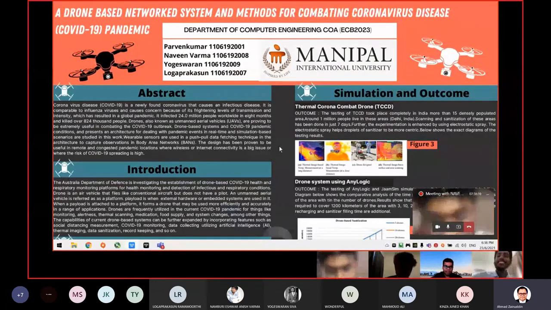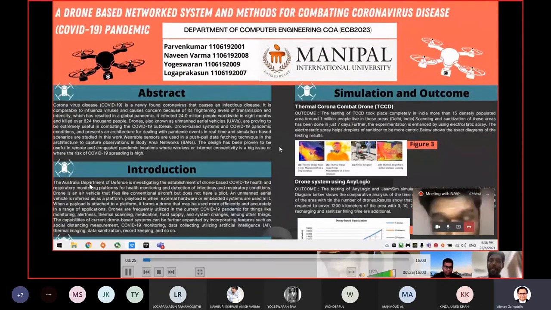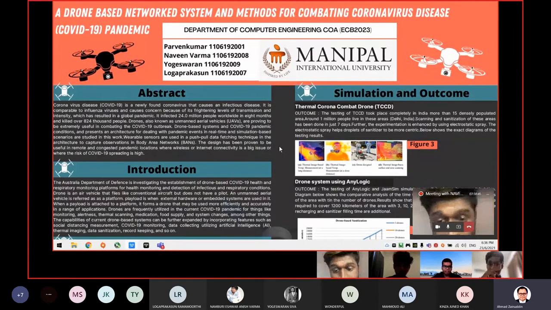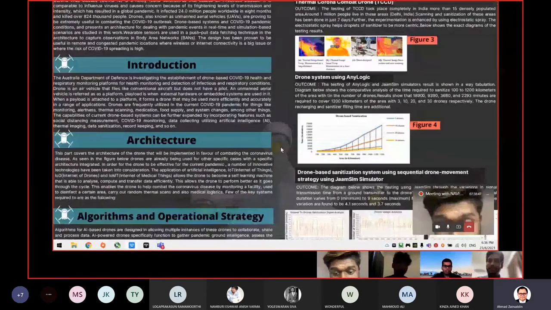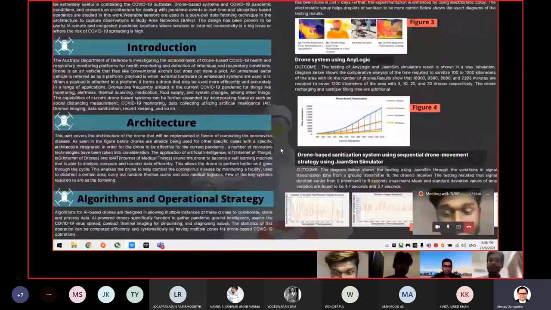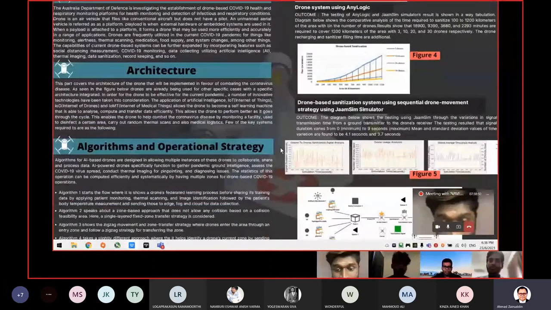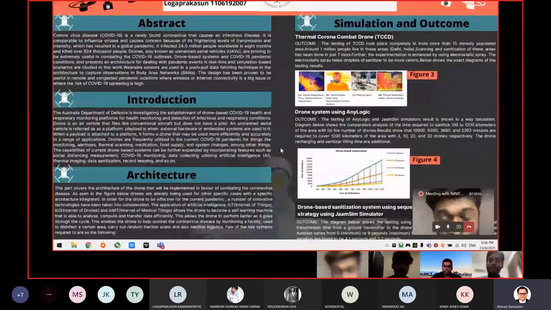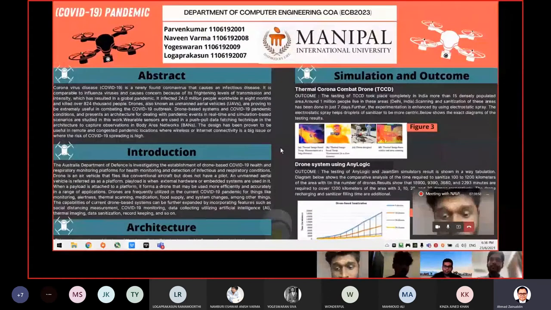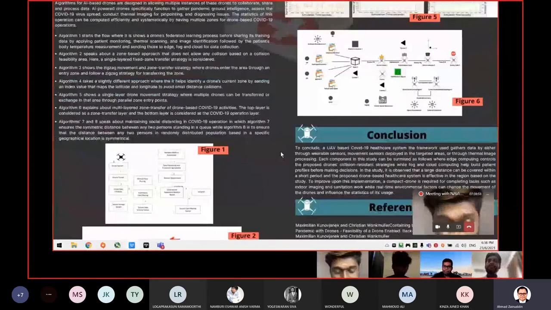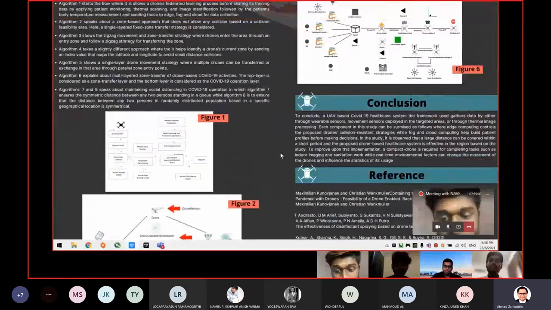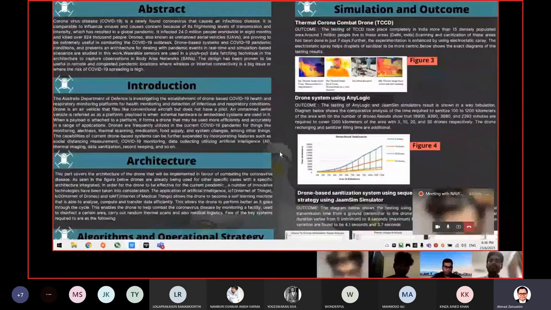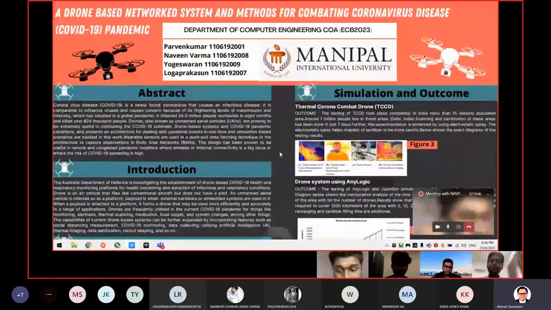So the first part, the abstract, will be conducted by Logaprakasun, followed by the introduction, same by him. The architecture will be presented by Naveen. Algorithms and operational strategies will be presented by myself. The simulation and outcome will then be presented by Yogis. And then I'll conclude and also provide the references for our study. So moving on to the abstract, which will be conducted by Loga.